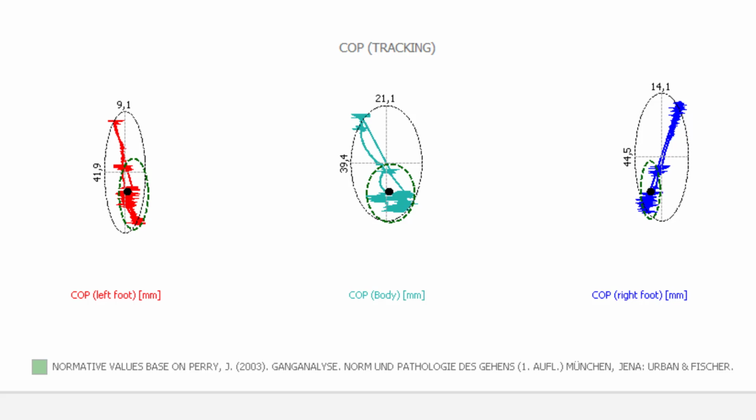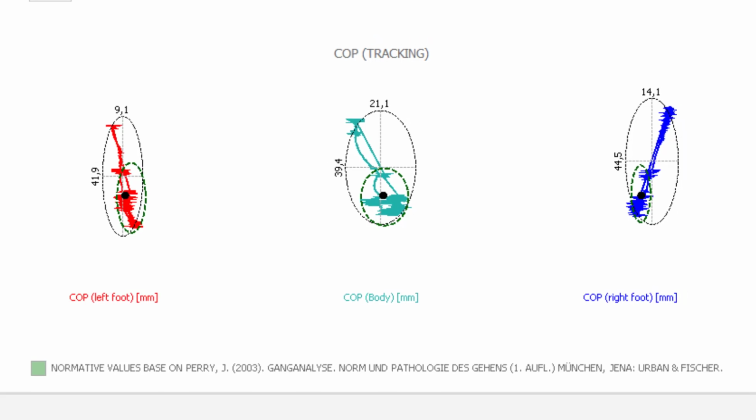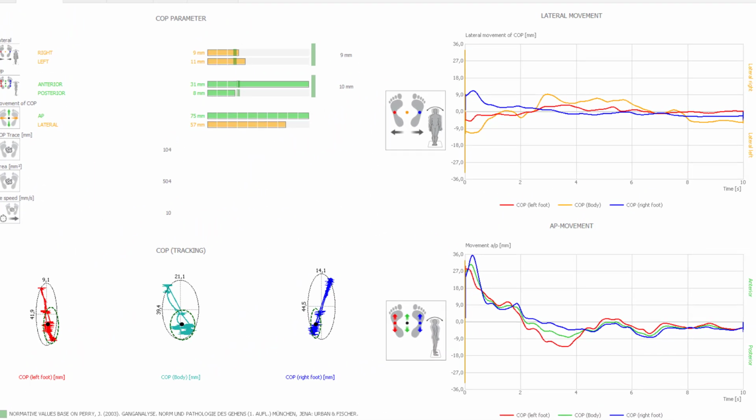Although these graphs clearly show the extent of the fluctuation, they do not provide any information on the variation over time of the fluctuation. This is shown in the graphs on the right of the image. The upper graph shows the lateral movement of the COP in yellow, of the COP left in red, and of the COP right in blue. An upward deflection of a curve corresponds to a movement to the right. A deflection into the negative range indicates a movement to the left.